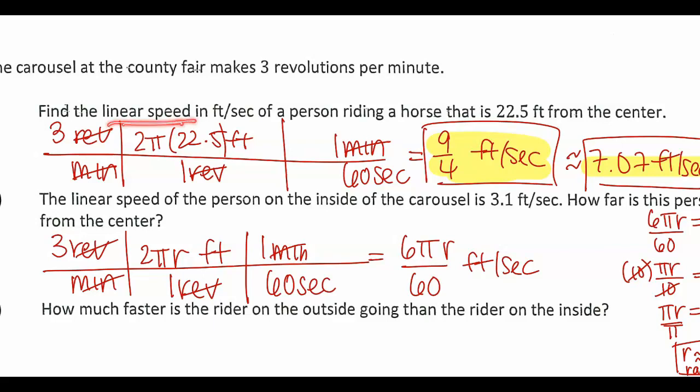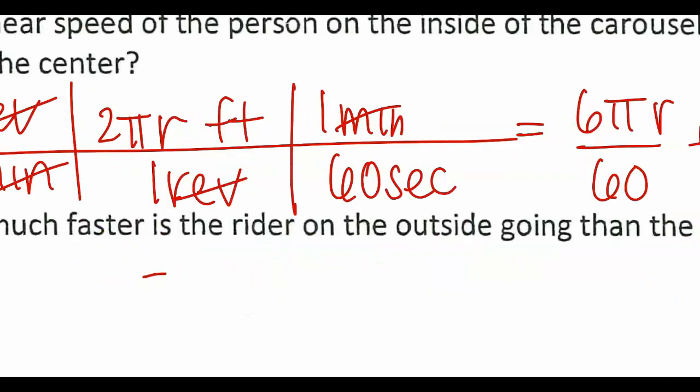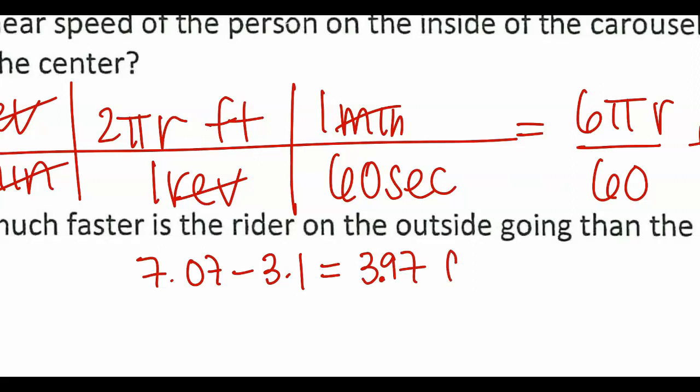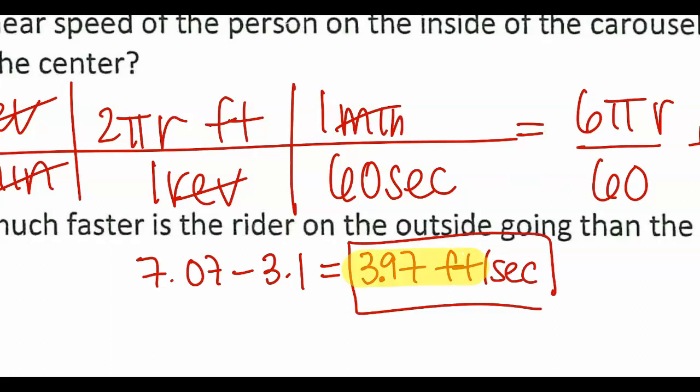So we're going to use a linear speed for the first one, which is 7.07, and the linear speed for the second one, which is 3.1, and we're going to subtract. So down here, we're just going to take 7.07 and we're going to subtract 3.1 from it, which is about 3.97. That is the rate in feet per second. That would be my answer.